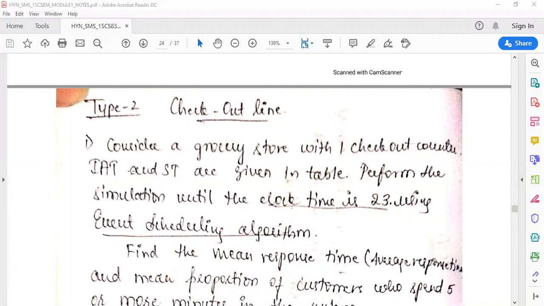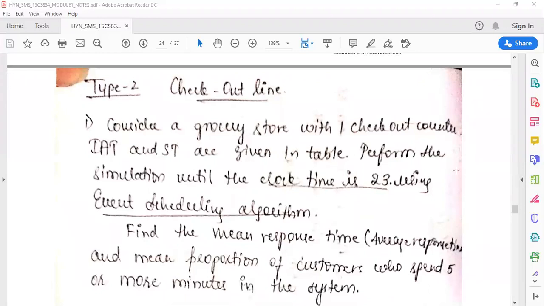Right? So in today's session, we'll be discussing the next type, where we will have to calculate the number of departures, the mean proportion of customers who have spent some amount of time in the system, and also the average response time. So the second type of problem under event scheduling algorithm is called checkout line simulation.